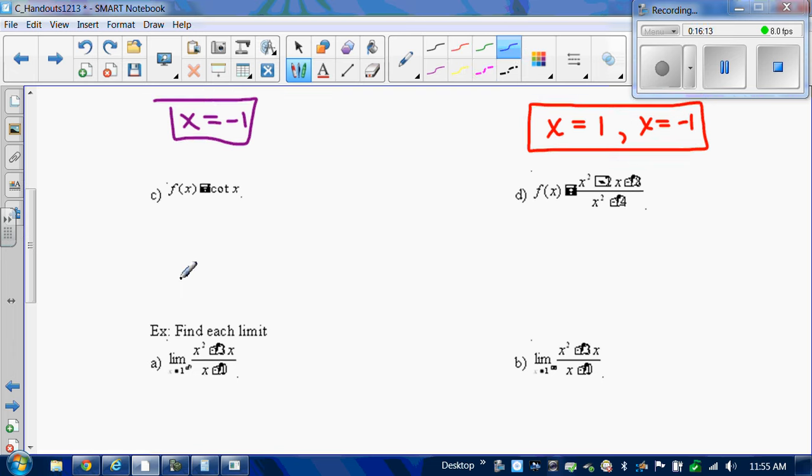Cotangent. Jaron, I bet you remember this one. Let's see here. Cotangent. Now remember, tangent goes from negative pi over 2 to pi over 2. Cotangent goes from 0 to pi. And it goes this way. And then the next one is over here, like that. That's negative pi.